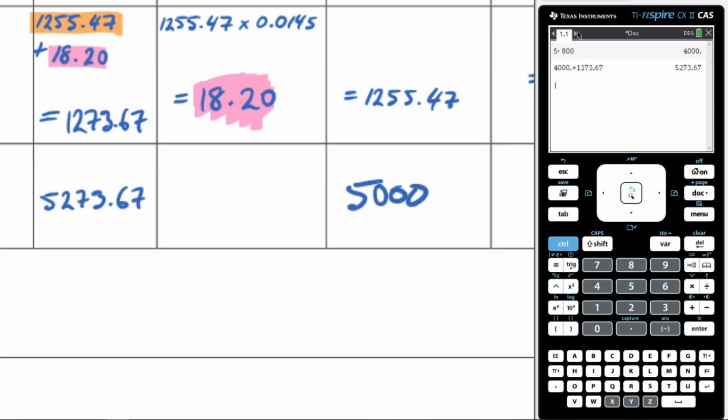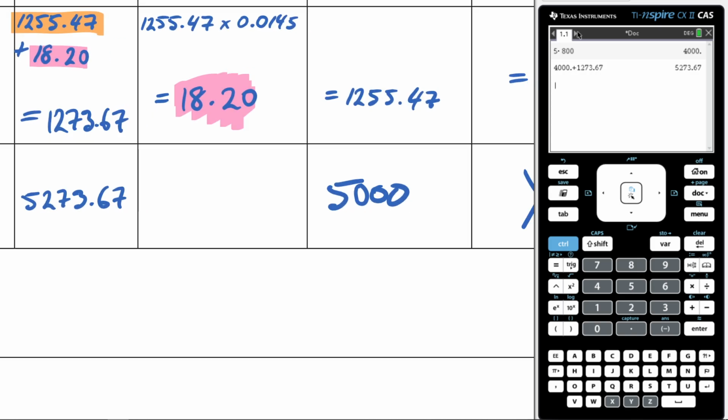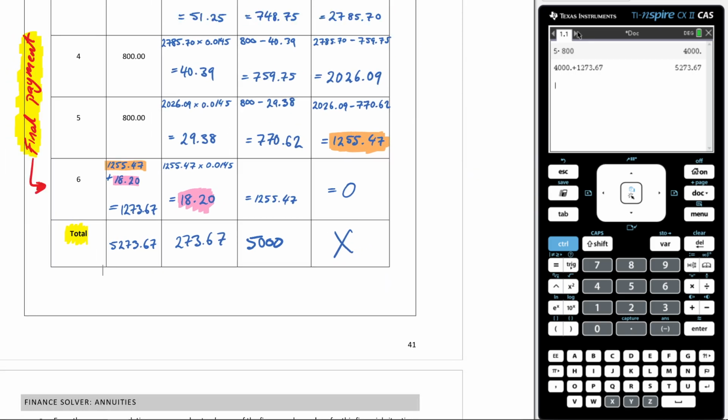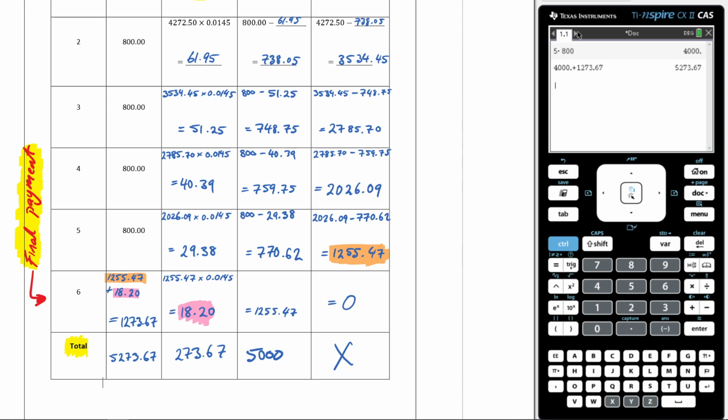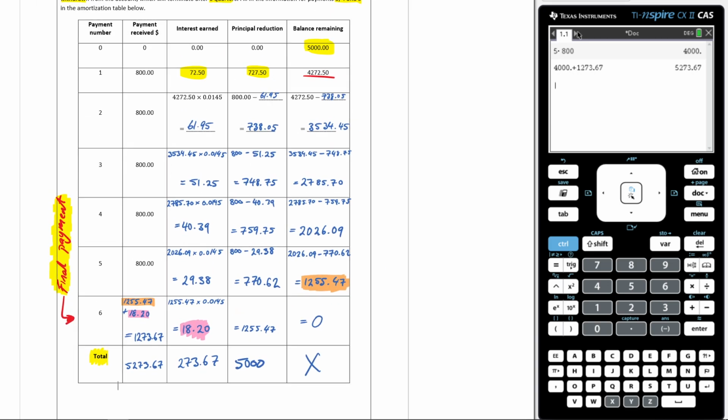So really, we're just looking at $273.67. I was really just looking at that portion right there. That represents the amount of interest that I have earned there. It's just the difference between the total amount of payments you've received and the initial starting point. That's how much interest you've received.